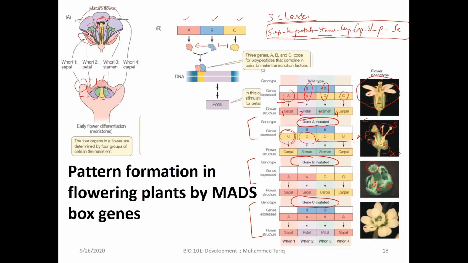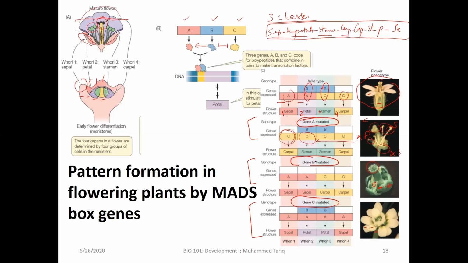C plus B gives you stamens. B plus C again stamens, and then carpel. And you go from here: carpel, stamen, stamen, carpel, carpel, stamen, stamen, carpel. And you can conclude this for class B gene, class C gene.